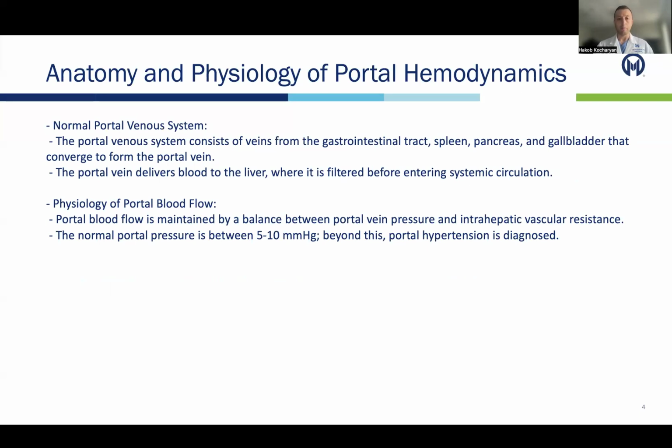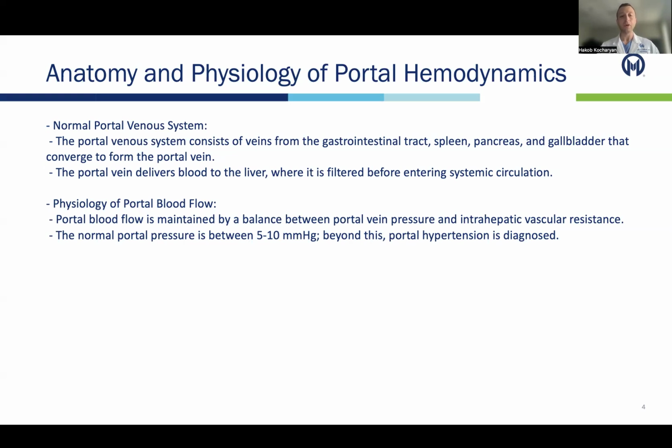As you know, the main portal vein is formed by joining several major veins, including the splenic vein, superior and inferior mesenteric veins, gastric and cystic veins. The portal vein drains unfiltered blood from the intestinal system to the liver, where it gets filtered and passed to the systemic circulation.